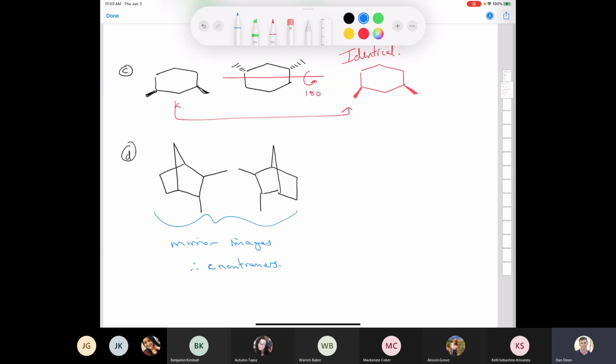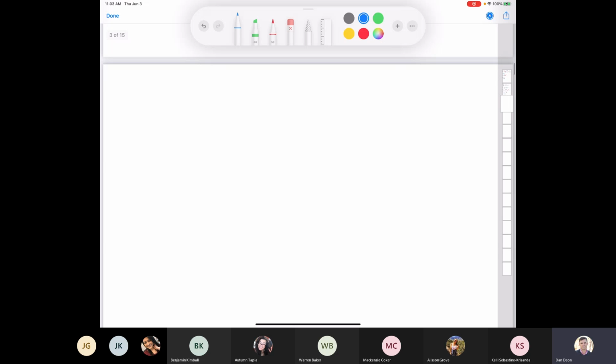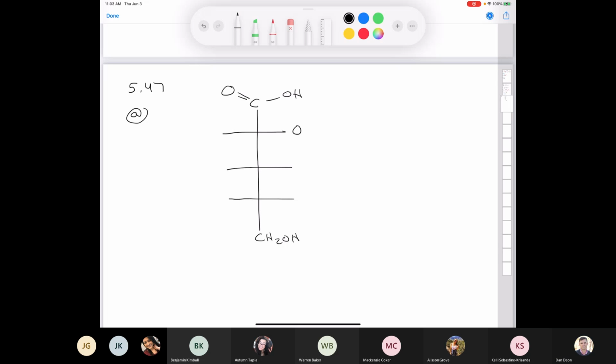I wanted to take a quick peek at another Fischer projection with you. So this is 5.47a. So we draw out the compounds. We got 3 stereocenters. All right, we got 3 stereocenters in 5.47a. I'm going to give you a second to try it, or if anybody could tell me what the stereochemistry is at the first one, the one that I have highlighted in green.